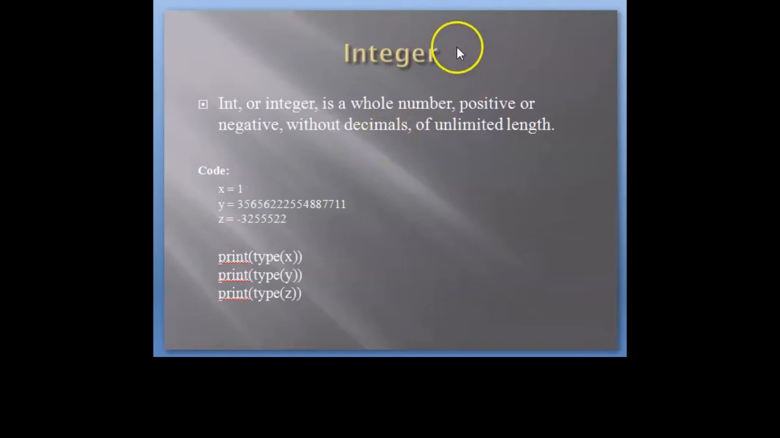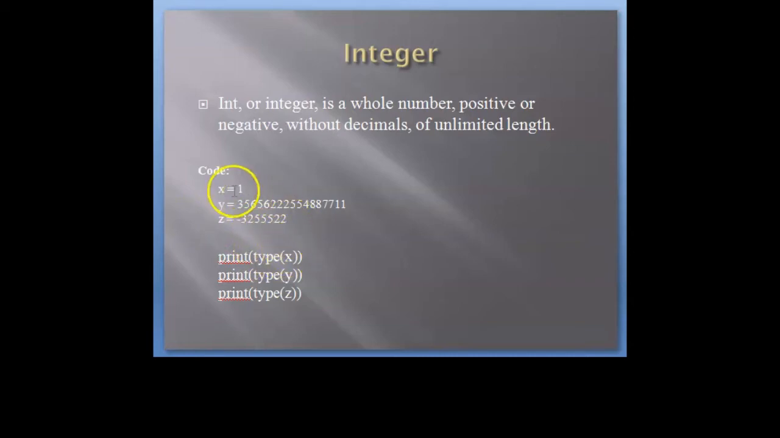So let us first start with integer. Integer is a whole number, positive or negative, without decimals, of unlimited length. So x is equal to 1 is an integer, y is equal to 356 and so on is also an integer. Similarly, z equal to minus 325522 is also an integer.